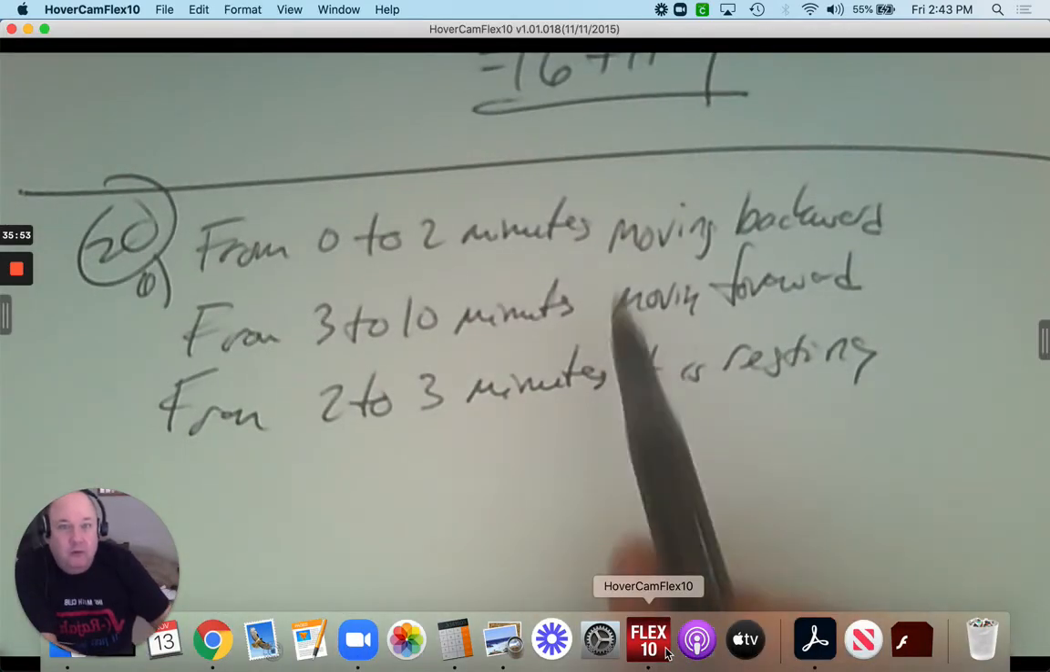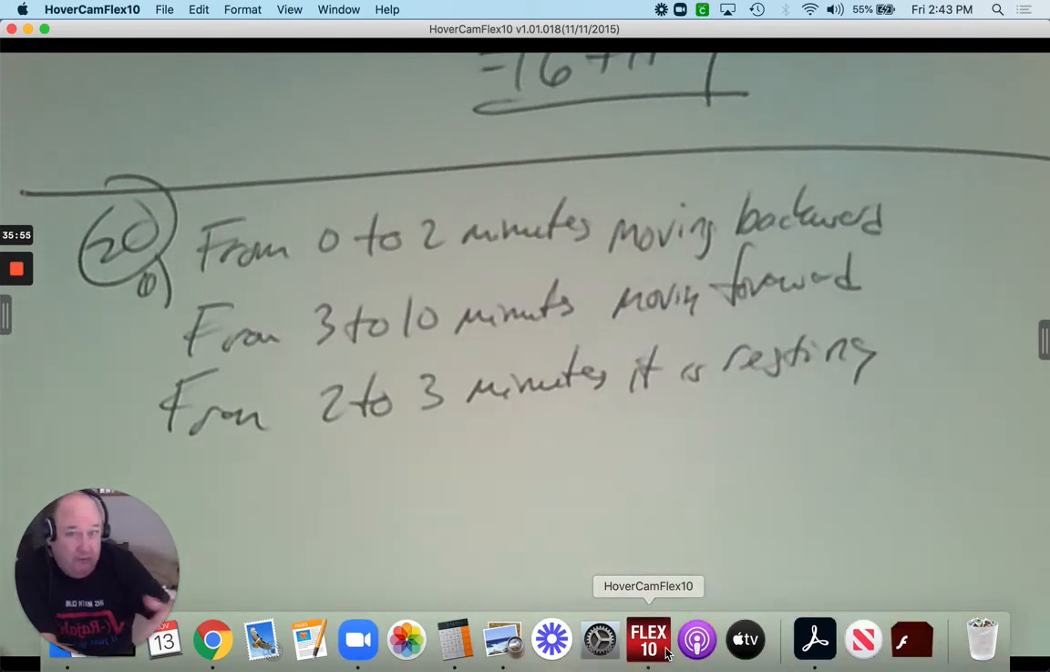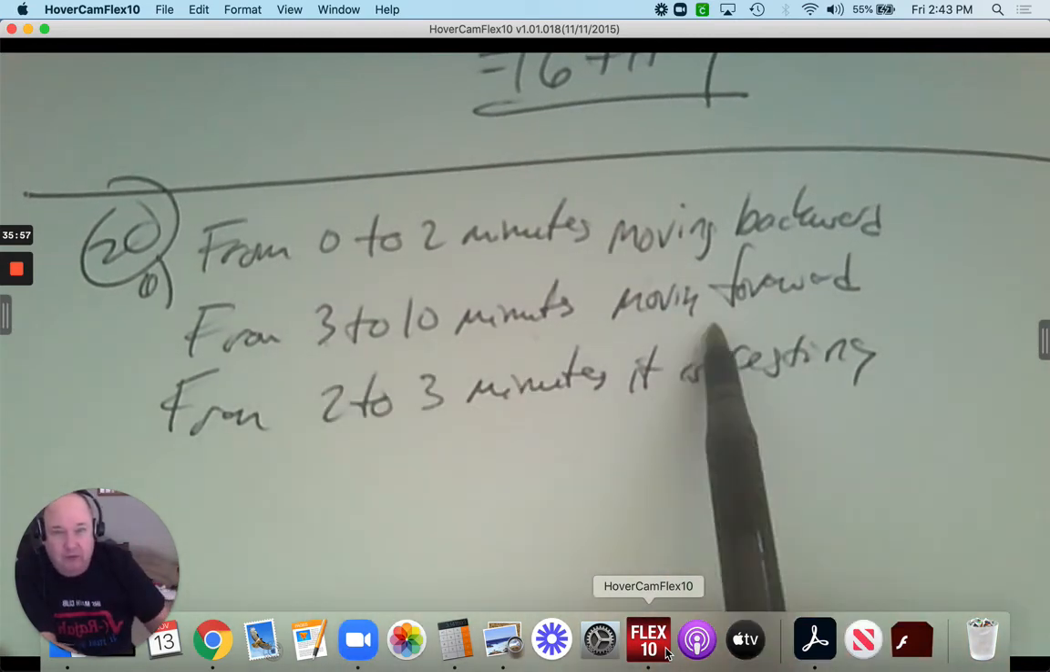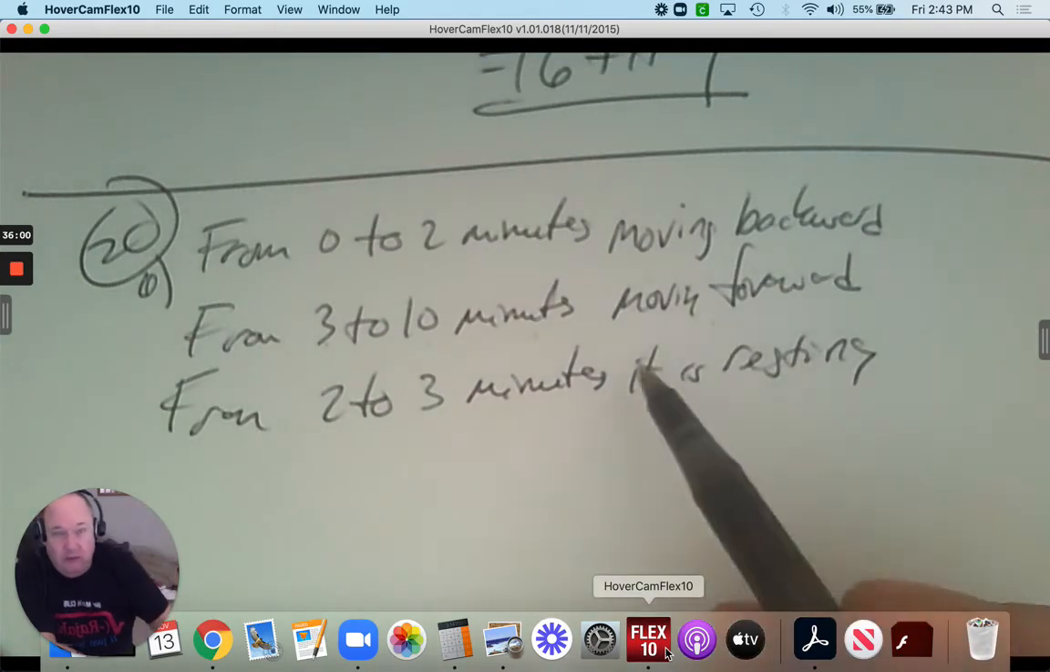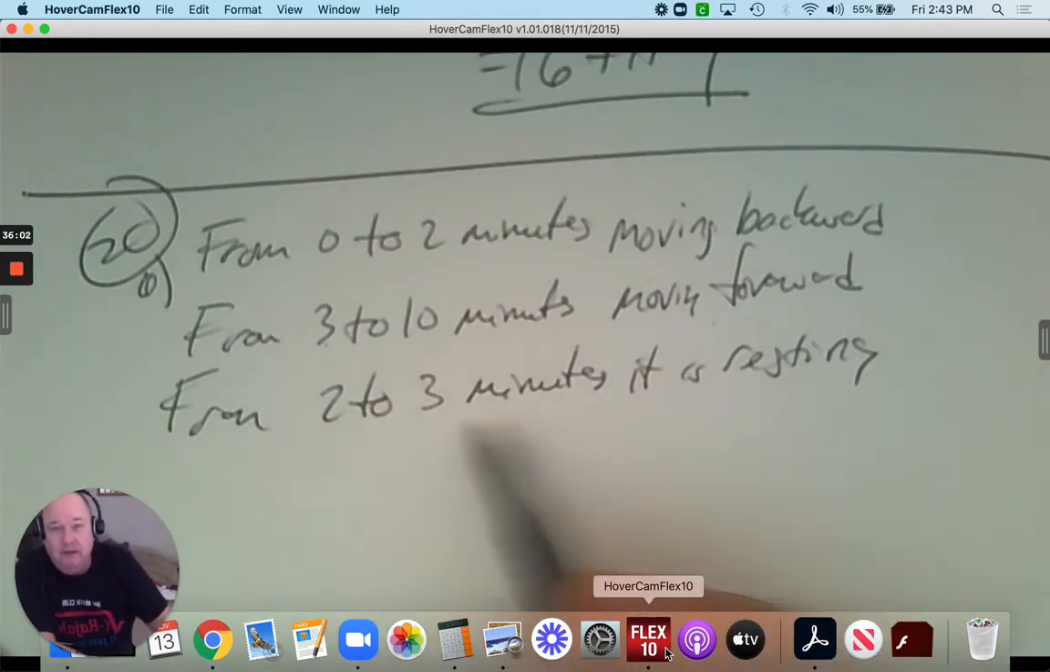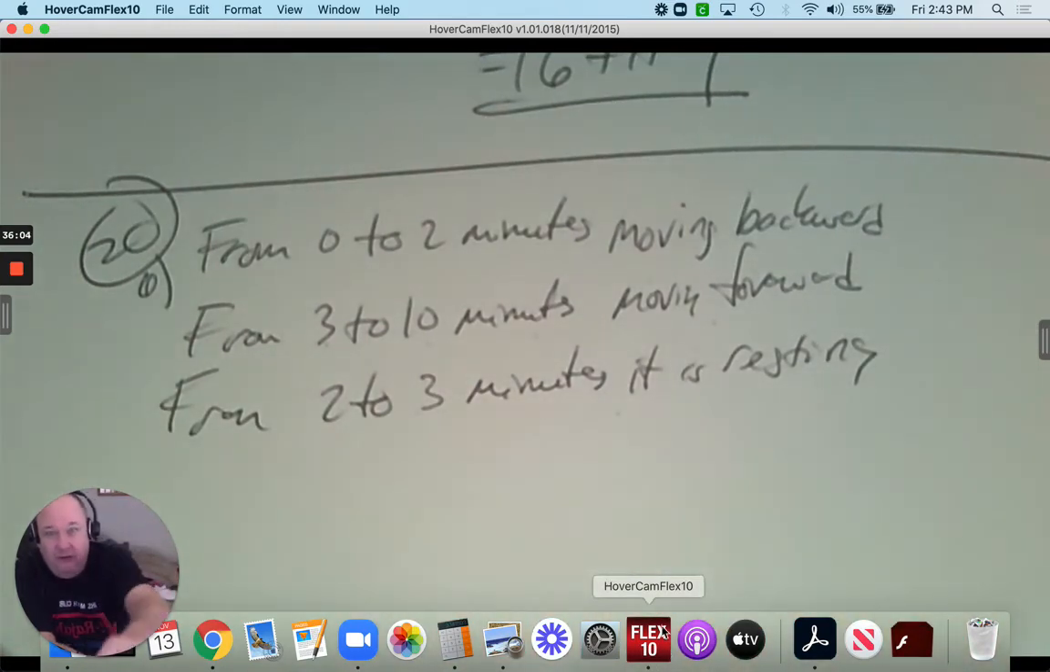So from 0 to 2 minutes, it's moving backwards because it's below the axis. From 3 to 10 minutes, it's moving forward because it's above the axis. Velocity is positive. And from 2 to 3 minutes, it's resting because it's on the axis. The velocity is 0.